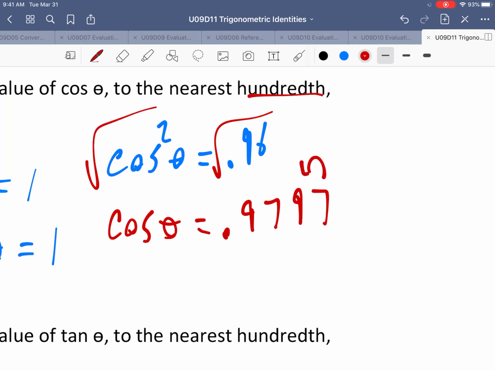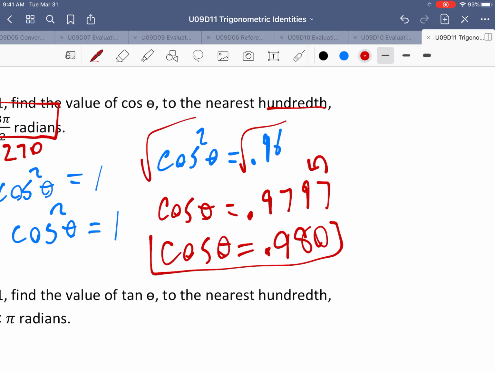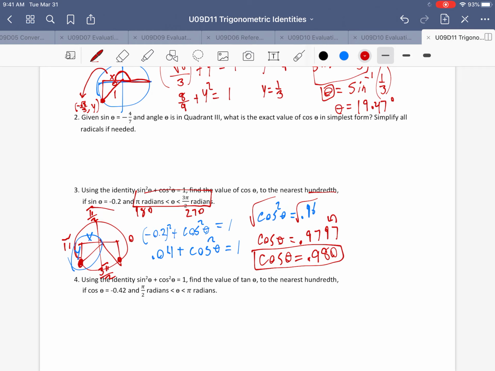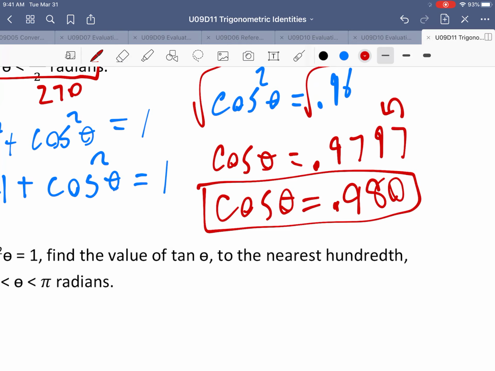0.9797. So the 7 here will round this up to a 0, which will make this 0.980. All right, so that is our x value for our value there. And now because we're in this quadrant, that value has to be negative, so it should really be negative 0.980.